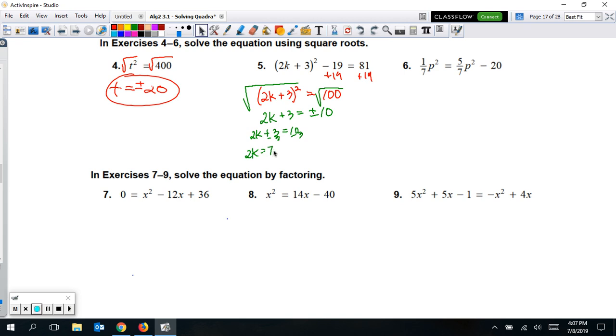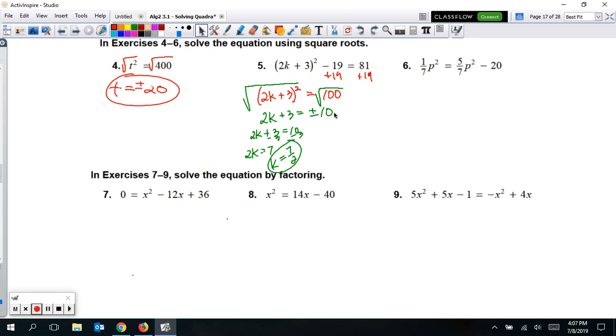And then just divide by 2. Divide by the number in front of the variable. So k will equal 7 divided by 2, which is just 7 over 2. So you can leave our answer as an improper fraction. If you want to make that into a decimal, you can. That would be, what, 3.5 as a decimal.